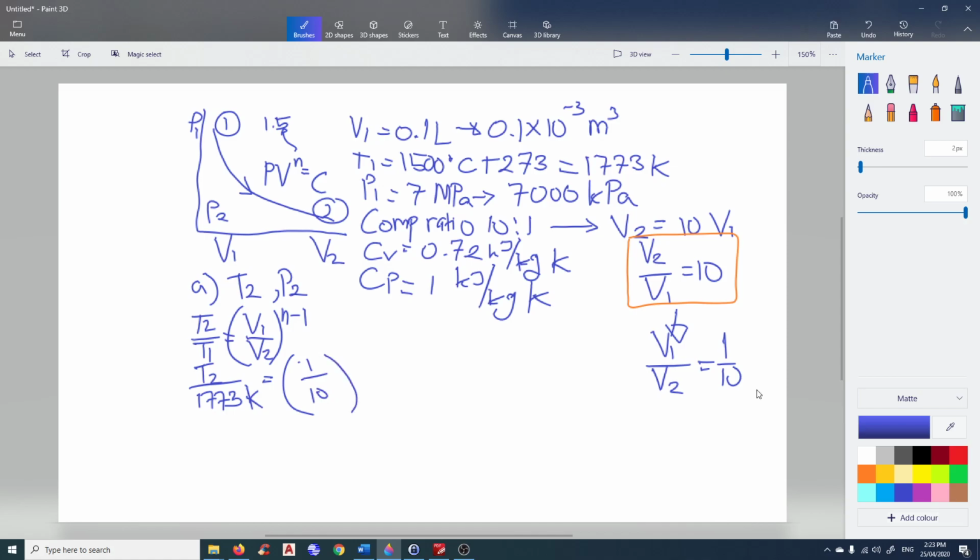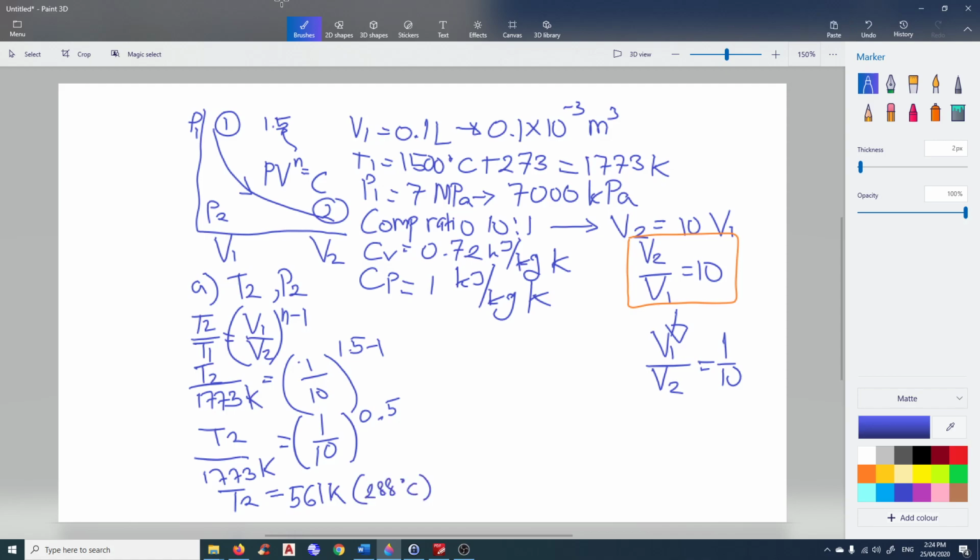N we know is 1.5, minus 1. So you need to put it in the calculator: 1 over 10 to the power 1.5 minus 1. So you put this on your calculator, you will get the answer. Solving for T2, we have 561 Kelvin. If you want to convert it, it's 288 degrees Celsius.